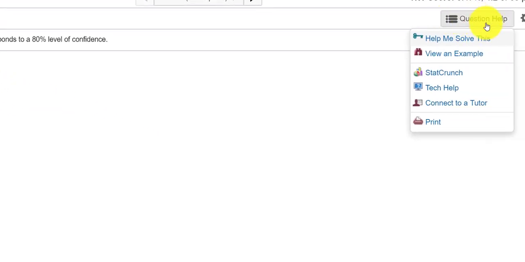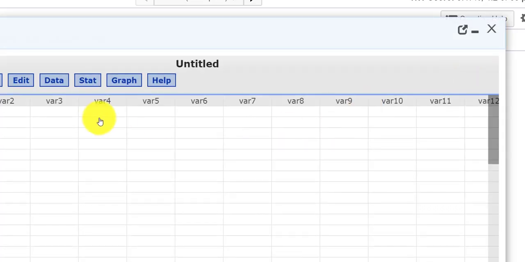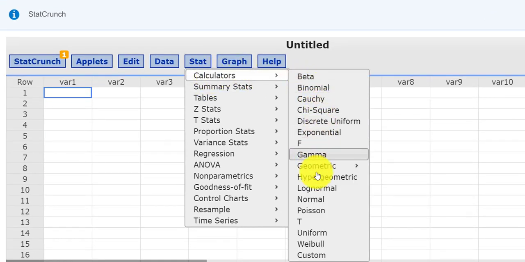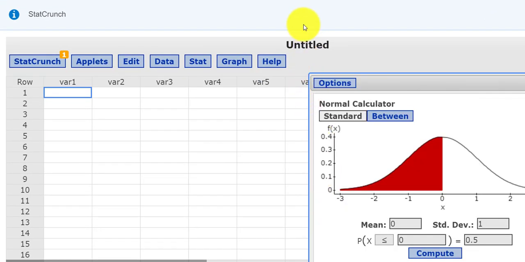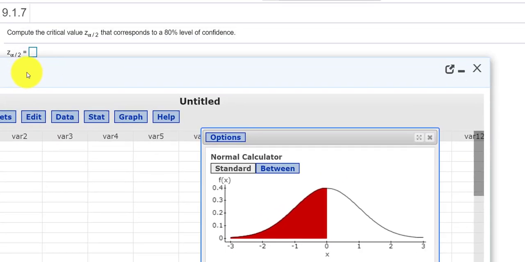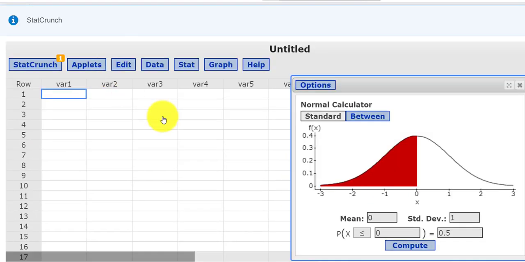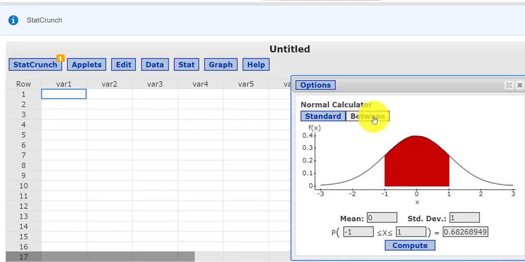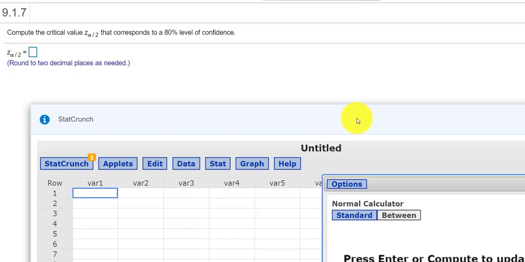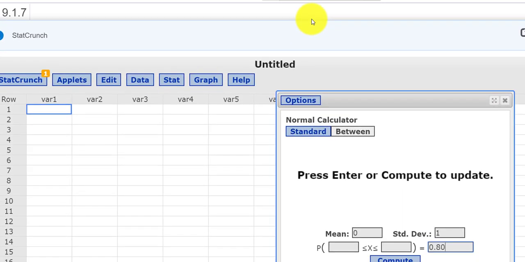If I click Question Help, StatCrunch, stat, I'm going to look to calculators, normal. And so this says alpha over 2. So we really need to look for the area between two values. And I'm going to change this. I believe it was an 80%, 0.80. Let's just double check. Yeah, 80% level of confidence.